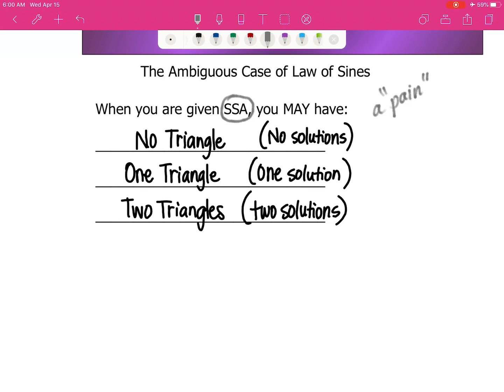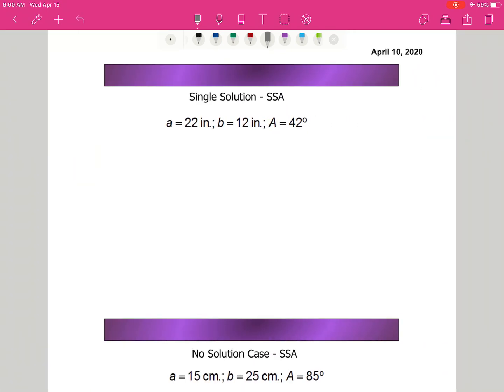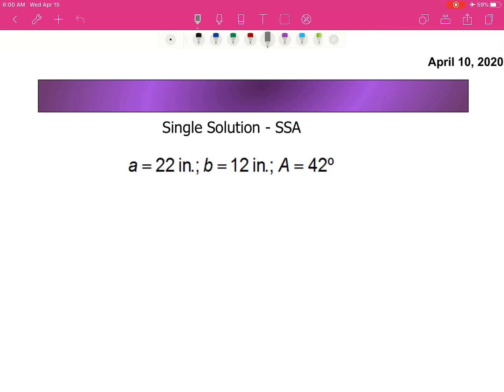When you think of this as being a pain in the butt, then you know that you've got three different things that could occur, and you have to figure out what's happening. So it's a problem-solving type of situation. Do I have no triangle, which means I can't solve the triangle at all because no triangle exists? Is there just one triangle, so there's only one solution? Or are there two different sets of triangles and solutions that could exist? It's true, that could happen. So let me show you an example. I'm going to give you an example of the single solution.